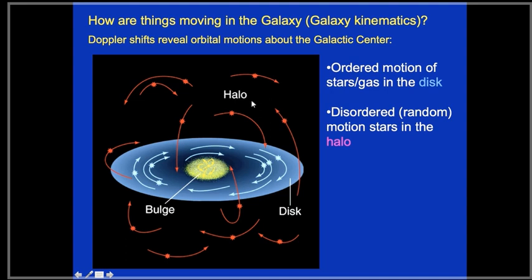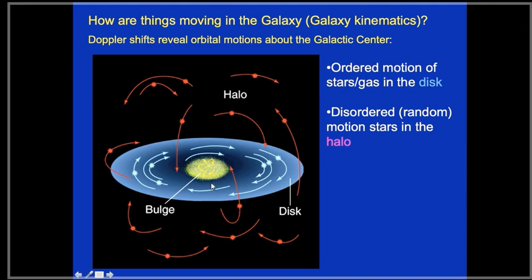But the halo is quite different. The halo is filled with what we call disordered or random motion. In the halo, stars are kind of flying around like bees around the center of a beehive. They're not all in one plane. They're not all moving in the same direction. They're kind of moving with a similar speed, though.